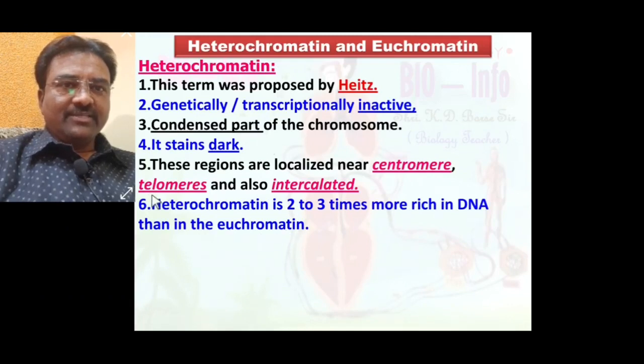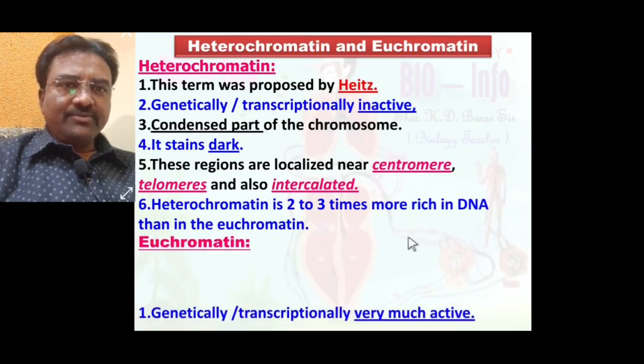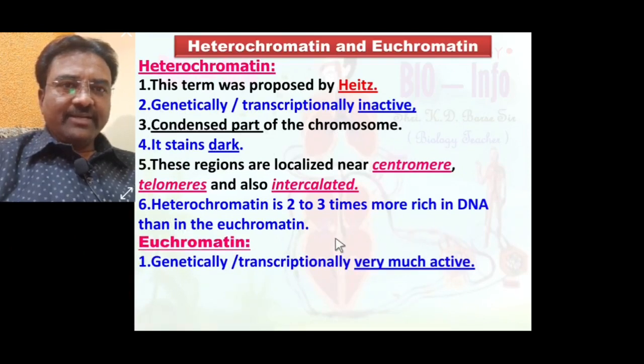Here all these points are noted about heterochromatin. What is actually euchromatin? Euchromatin is genetically, transcriptionally very much active. You know that heterochromatin is genetically, transcriptionally inactive, but euchromatin is very much active. So this point is a differentiation between heterochromatin and euchromatin. Euchromatin is very much active genetically, heterochromatin is inactive genetically.